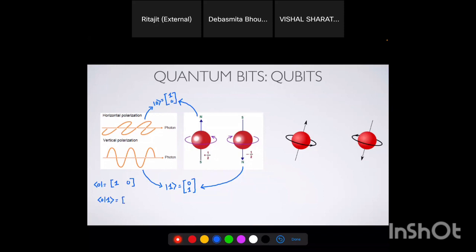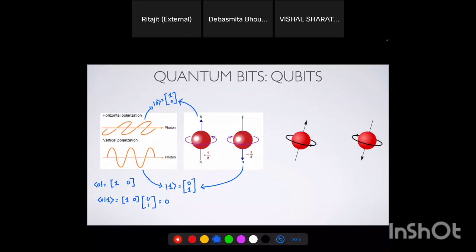What happens? This is 1, 0, this is 0, 1. If you do this calculation, 1 times 0 is 0, 0 times 1 is 0, so that is 0. So these two are called orthogonal. If this inner product is 0, mathematically speaking, we call this orthogonal. We already said that this is horizontal polarization, this is on the plane, and vertical polarization is going orthogonal to this. So our mathematical notation is fine with this.